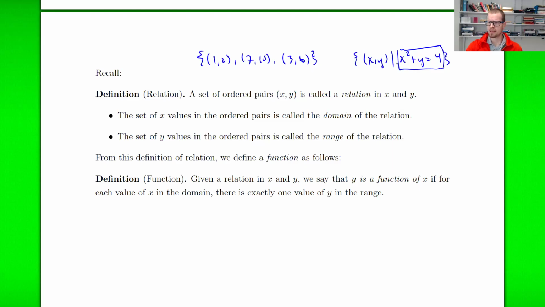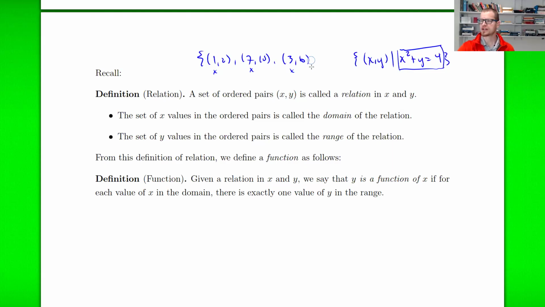And that's fine. So from this idea of a relation, we want to refine it and give the definition of a function. So a function is a relation, right? A function is a relation, if for each value of x in the domain, there is exactly one value of y in the range. You'll notice that this example here, for each value of x, 1, 7, and 3, 1 is only associated to 2, 7 is only associated to 10, and 3 is only associated to 6. So that satisfies the definition of a function.